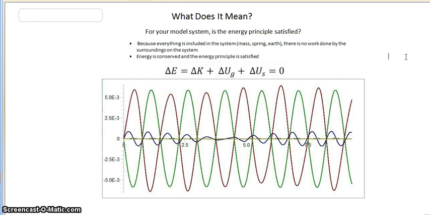First, I will explain whether or not the energy principle was satisfied. The energy principle states that the change in energy of a system is equal to the work done by the surroundings. Because each component, the spring, mass, and earth, are all part of the system, there is nothing in the surroundings, and there is no work done on the system. Therefore, the change in energy must equal 0. As you can see, the yellow line in the graph, which is equal to the total energy of the system, remains at 0. The energy principle is satisfied.